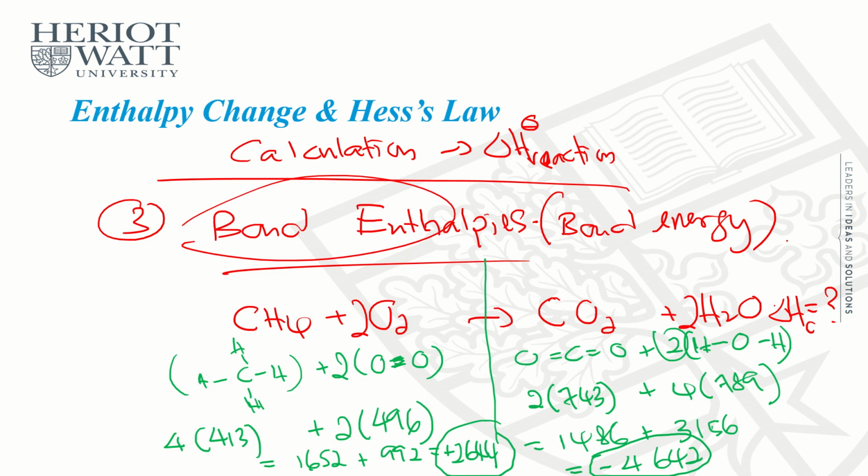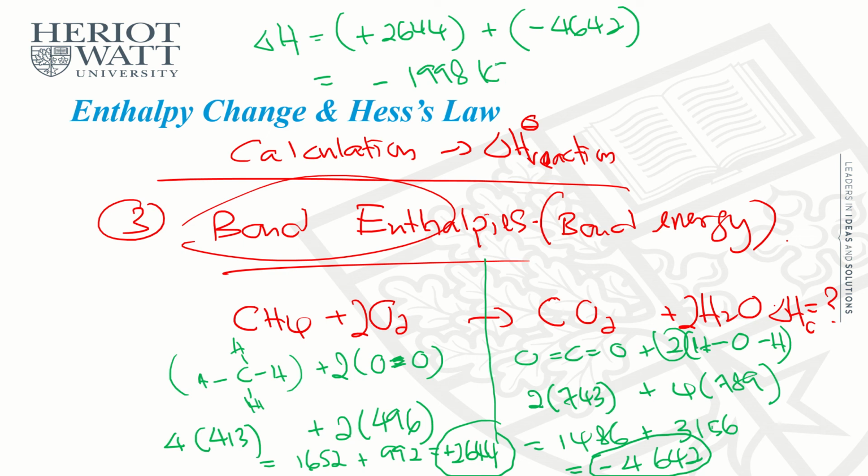So done on both sides, we have to calculate the overall energy change, which is the enthalpy change of this reaction, the methane plus oxygen. So what is that? You always use this: left value add up with the right value, negative 4642. Just put it in with the sign, positive, negative. You add them up, and you automatically get the answer, which is 2644 plus minus 4642. You get negative 1998 kilojoules per mole. So this is the overall enthalpy change of this reaction, which is an exothermic reaction. See that? So this is how you use bond energy to calculate an enthalpy change for a given reaction.